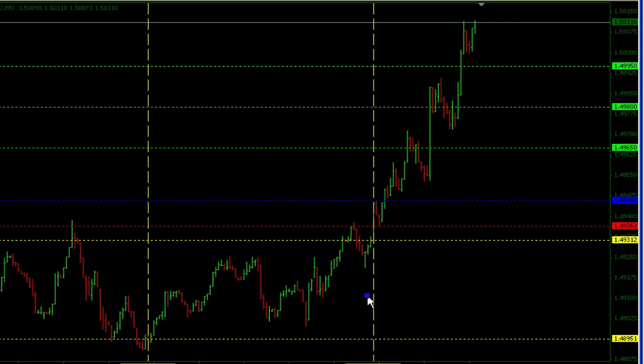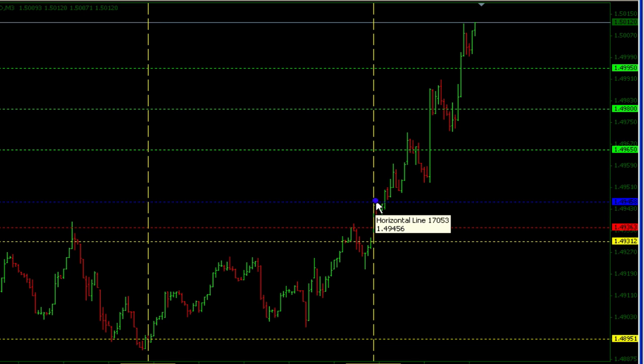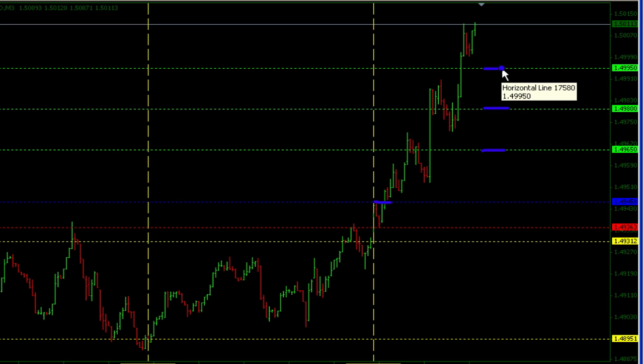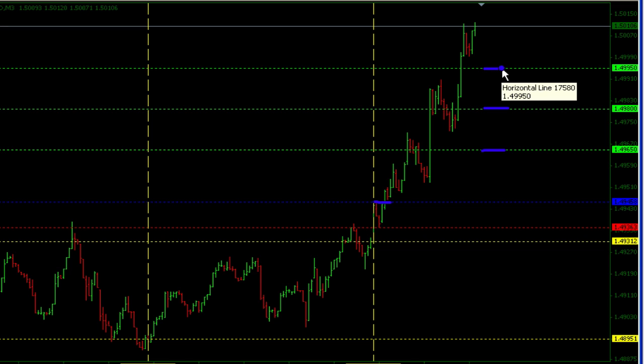So I had the entry, which was there, 149.50, which was the entry for me, rounded up, including the spread. So I had the first 3 intraday targets here. 15 points for me is my intraday target.